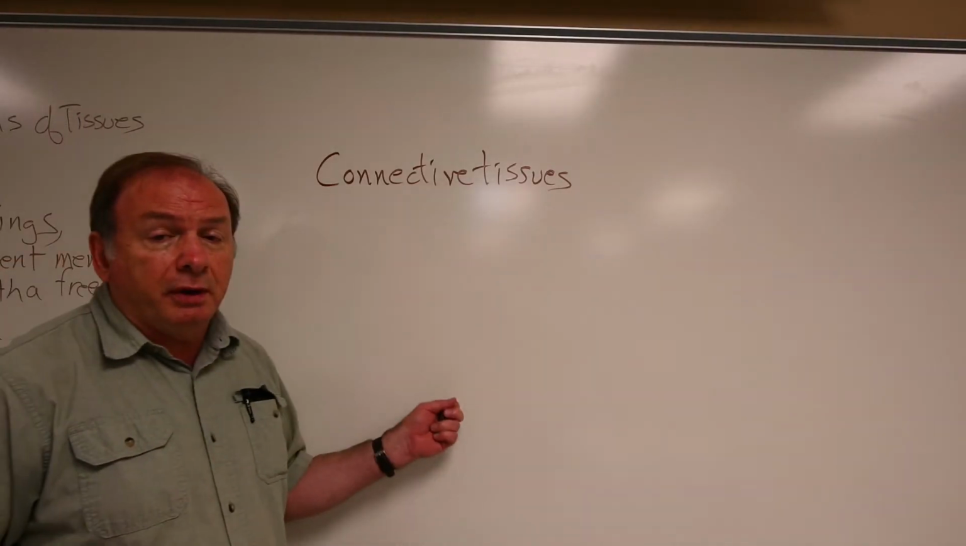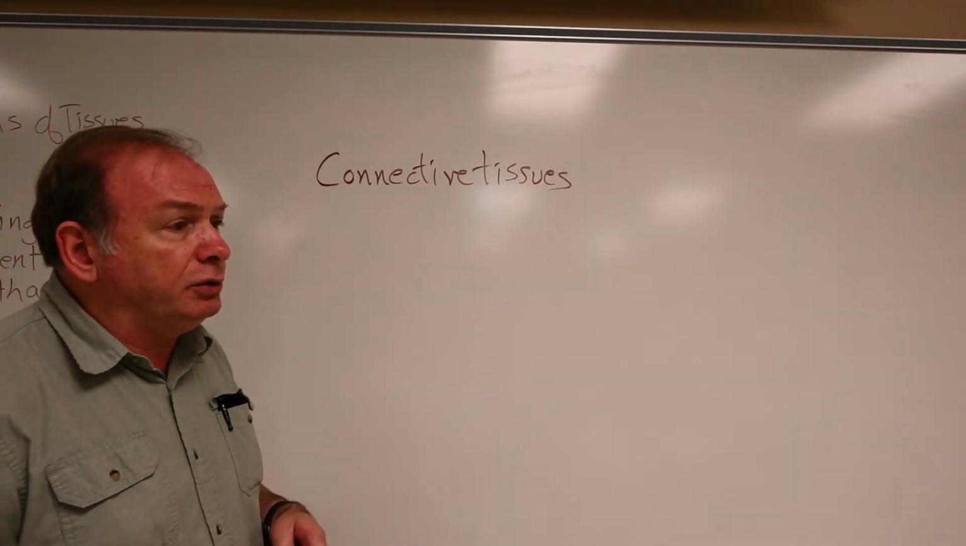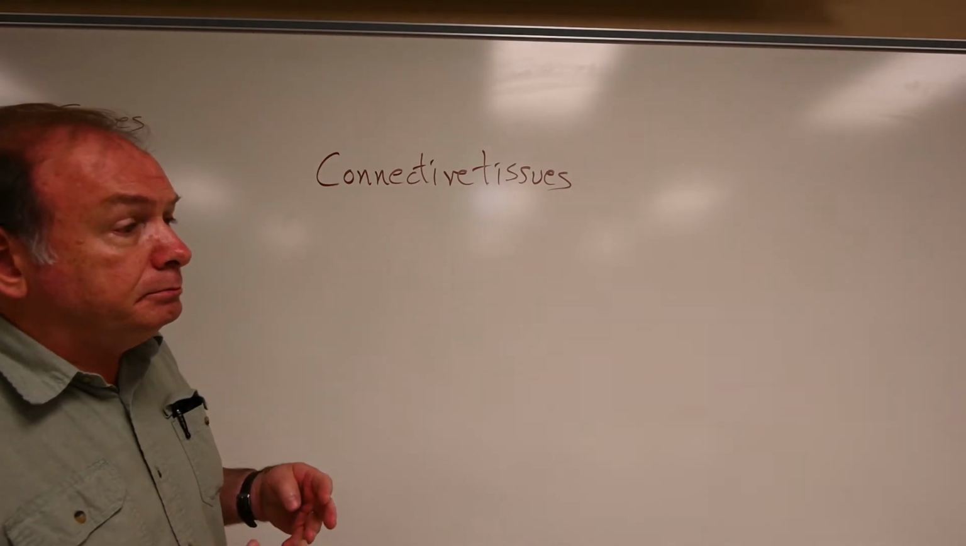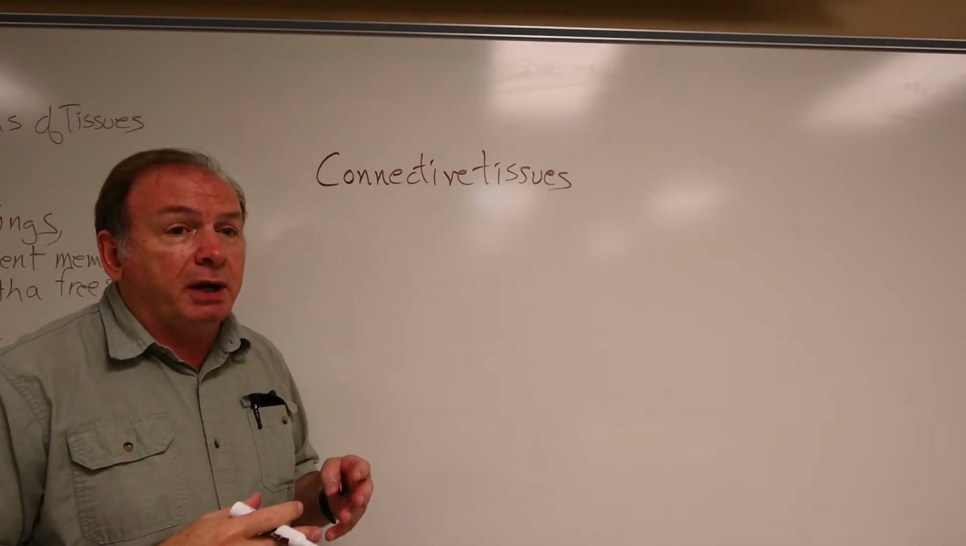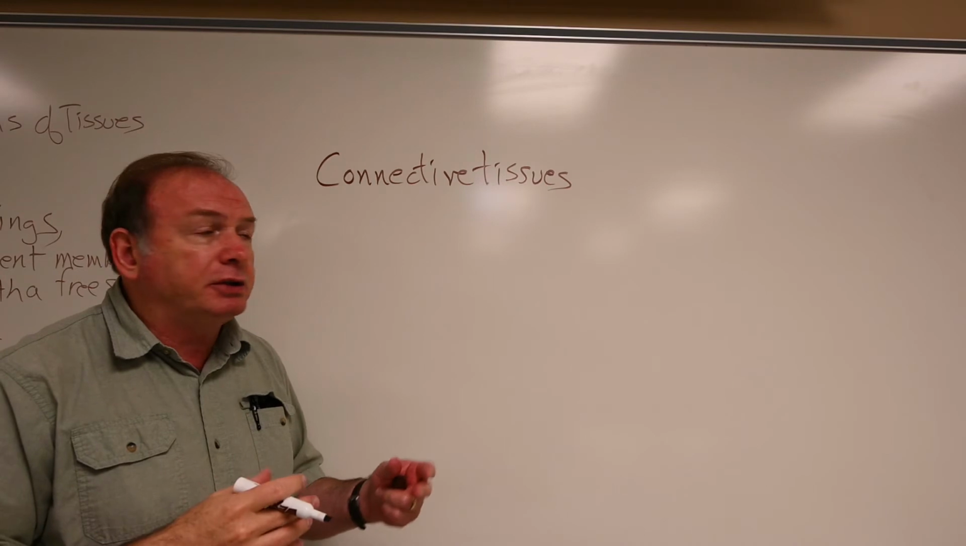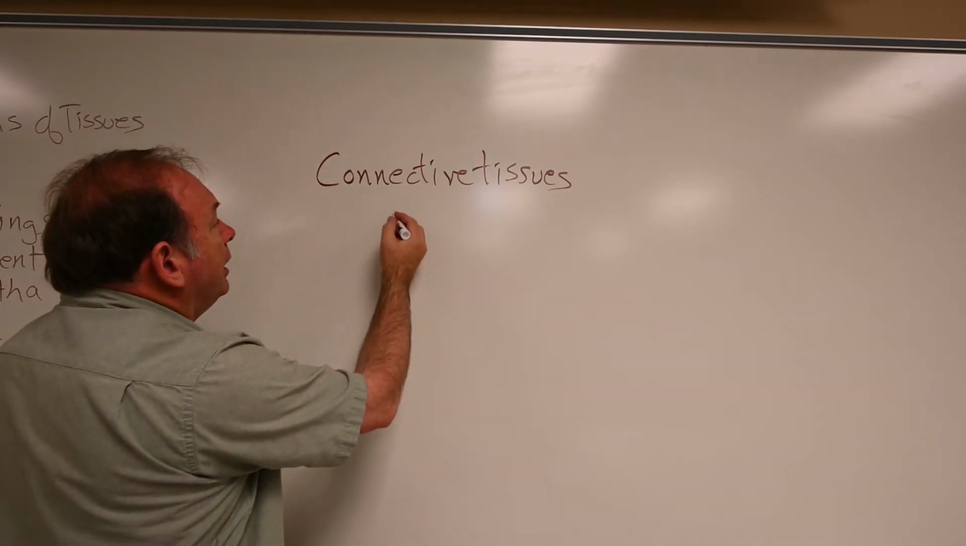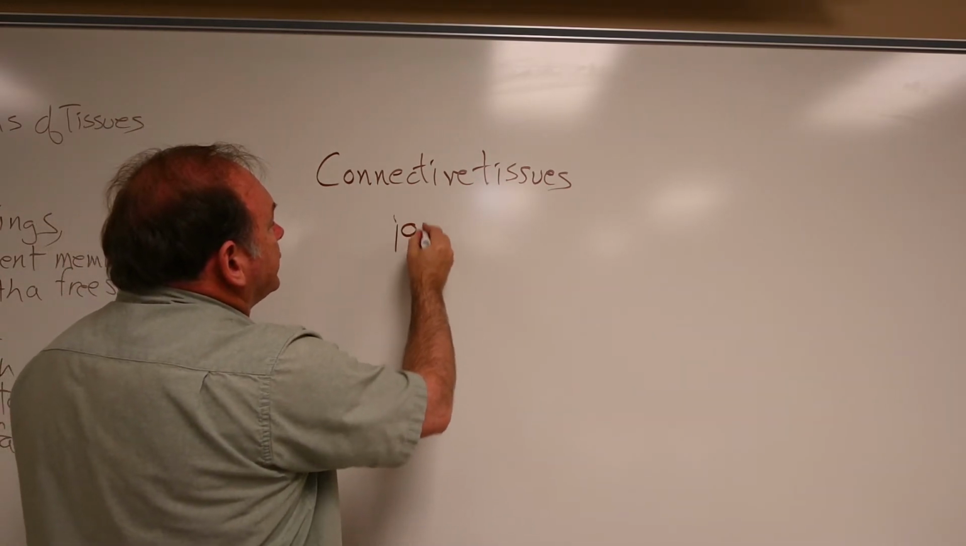The second group are the connective tissues. The connective tissues usually have some kind of function to join two parts together. That's one possible role: join structures together.